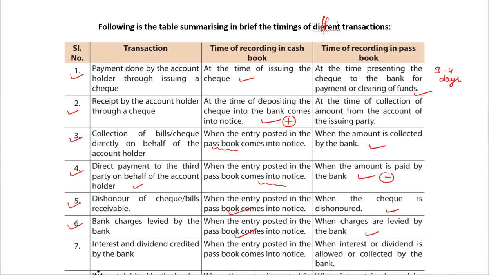Point number 7, interest and dividend credited by the bank. The bank has directly credited or given the interest. At that point of time, when interest or dividend is allowed or collected by the bank, it is recorded in the passbook. But when the interest in the passbook comes to notice, it will be recorded in the cash book. I believe you understood. Let us continue.